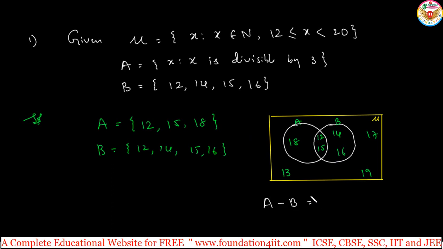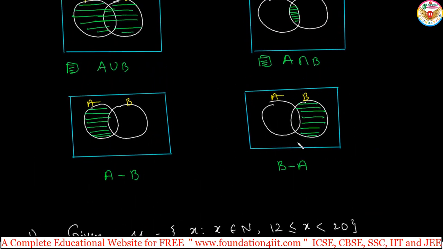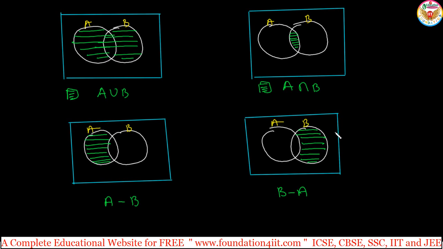A minus B, if asked: from A, if you remove B, only 18. B minus A is 14 and 16. A union B is everything in A and B together, that is 12, 15, 14, 16, 18. And A intersection B is only 12 and 15. So any question given, we can easily represent using this Venn diagram. These are the main concepts based on the Venn diagram. Mostly in your syllabus you will see union, intersection and differences, and you can expect questions on those, even word problems and numerical sums.